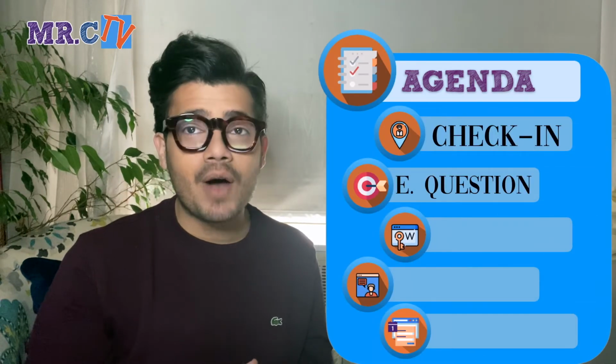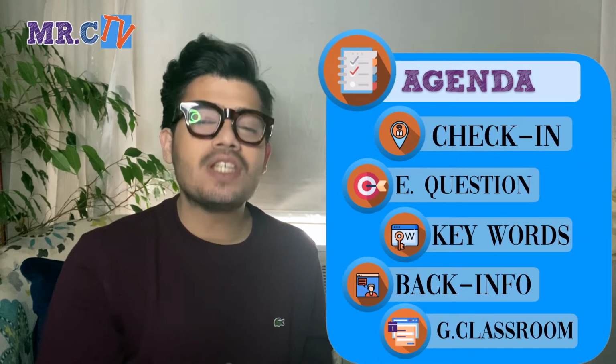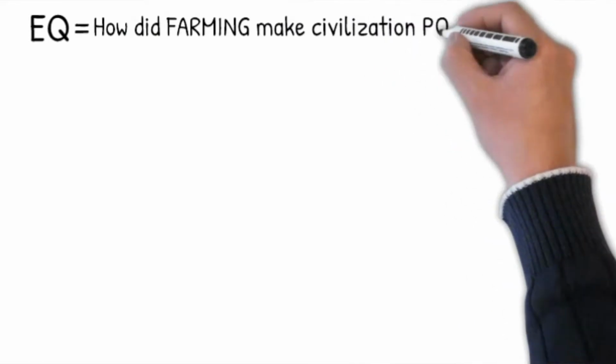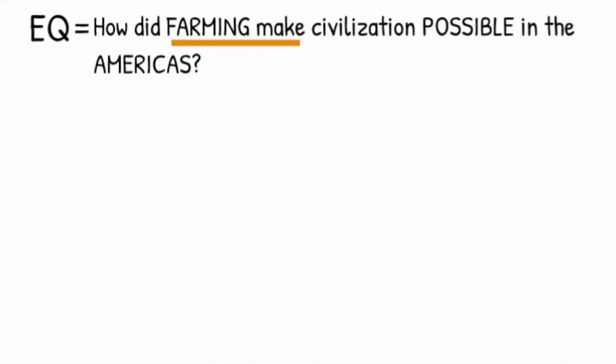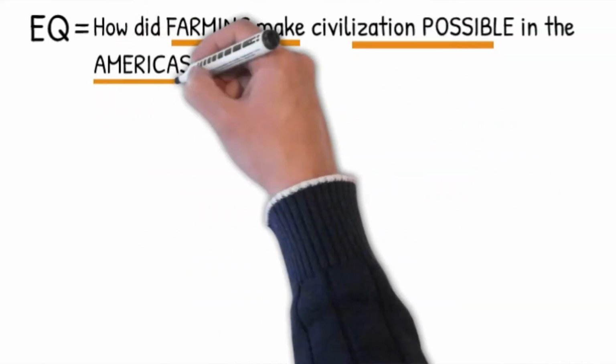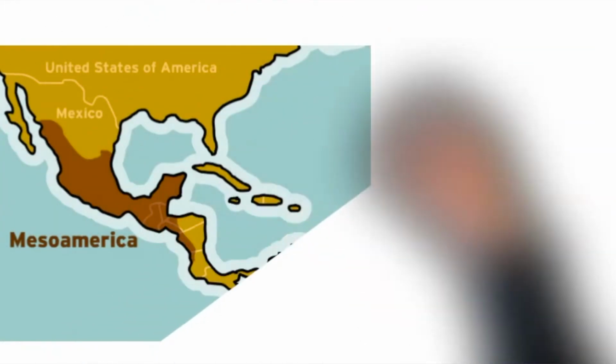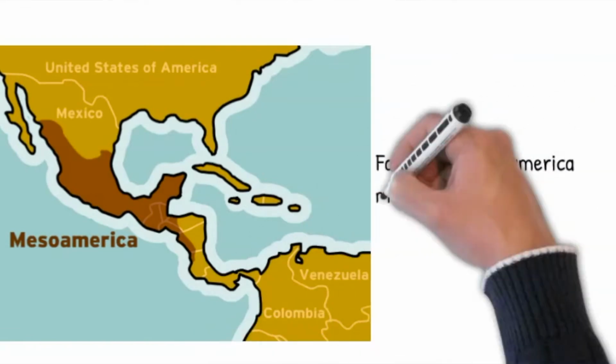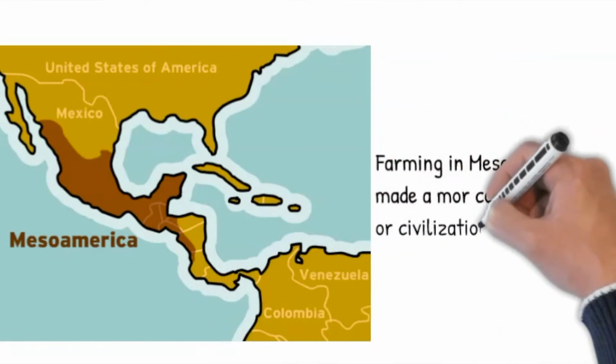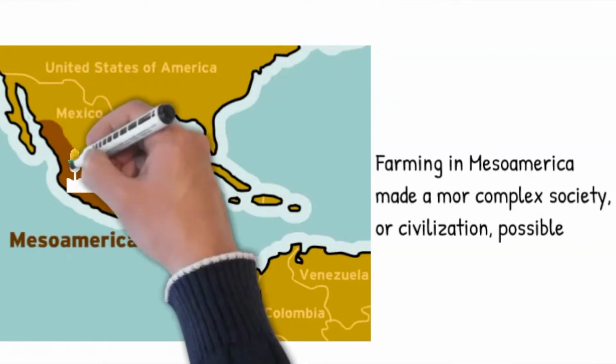Moving on to our agenda, let's get ready for some background information. During this part of the lesson, as you know, I will be giving you very important information that will help you to answer your essential question in the best possible way. So take notes. Early Mesoamerican civilizations included the Olmec, the Maya, followed by the Toltec and the Aztec.